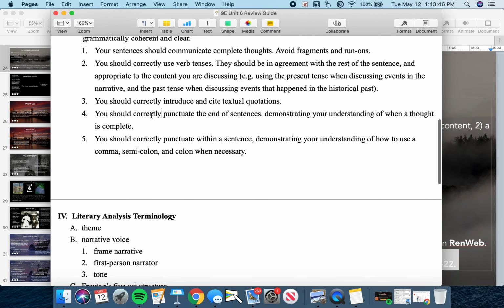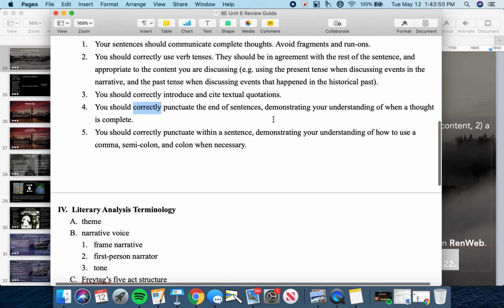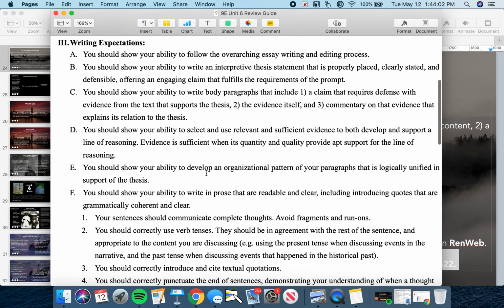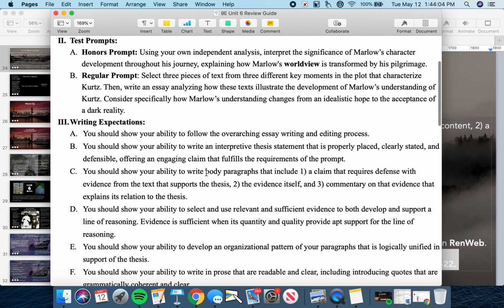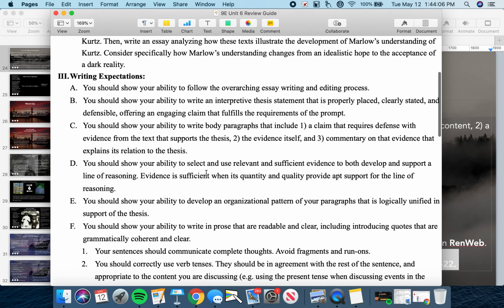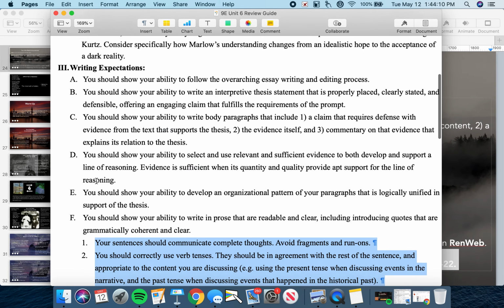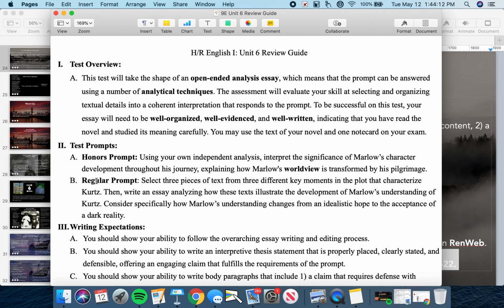Make sure you clearly and correctly punctuate the end of sentences, demonstrating your understanding of when a thought is complete. And also that you correctly punctuate within a sentence, demonstrating your understanding of how to use commas, semicolons, and colons even when necessary. So if you haven't mastered all those elements of writing, then make it a part of your studying process. Go back, review these rules, and make sure that your writing reflects those standard conventions.